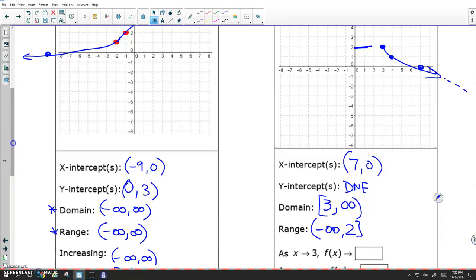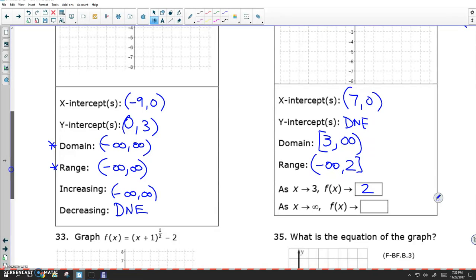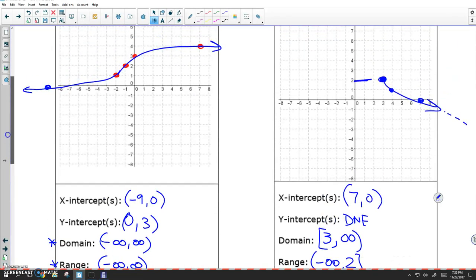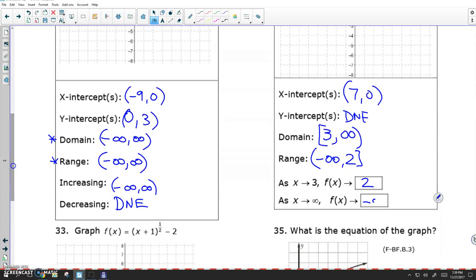So if we do our end behavior, as x approaches 3, here's 3 right here. As x approaches 3, y heads to 2. If you look at the right side, it says as x goes to infinity, so as x goes towards the infinity, the graph heads down. So that's to negative infinity. And that's our answer for that one.